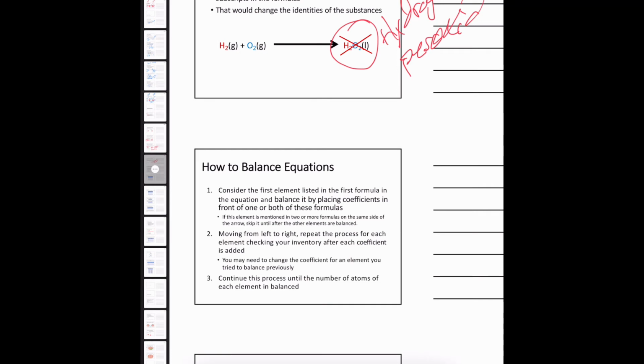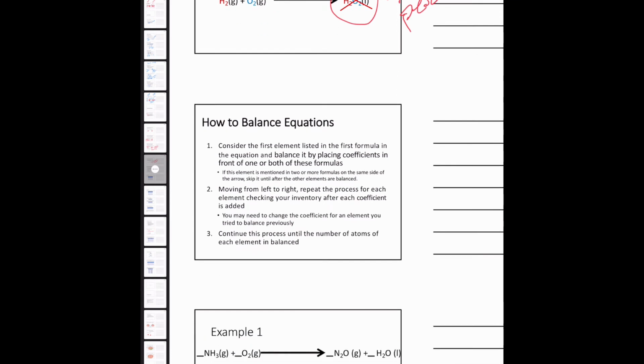All right, let's talk it out step by step and see how we can balance a chemical equation. So first, consider the first element listed in the first formula in the equation and balance it by placing coefficients in front of one or both of these formulas, just like what we did with the water molecule a second ago. If this element is mentioned in 2 or more formulas on the same side of the arrow, skip it until after the other elements are balanced. So in this case, we will do examples, but if you have an element that is repeated multiple times on one side of the equation, I would leave that all the way to the end. Start with the elements that are only mentioned once on either side of the chemical equation. Those are generally the easiest to balance first. Okay.